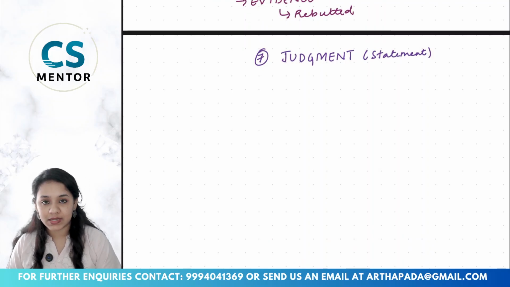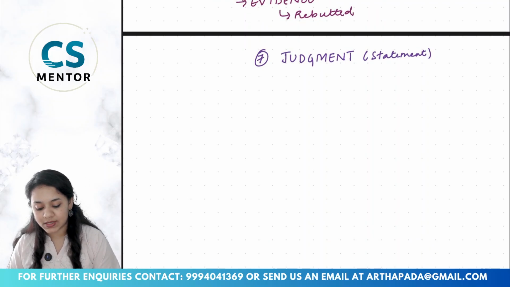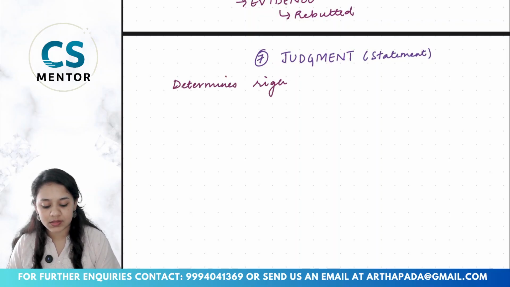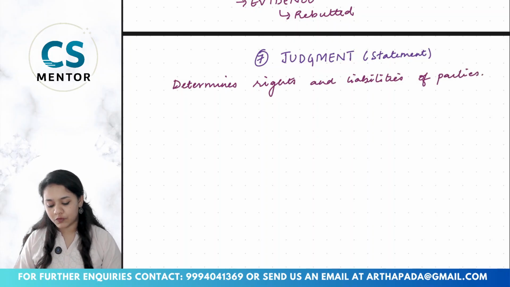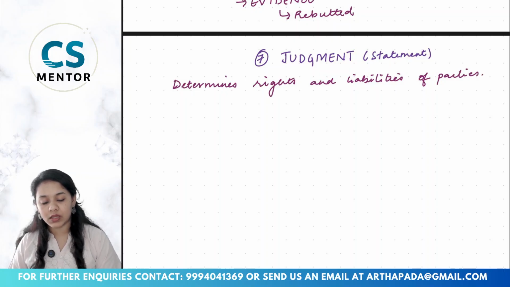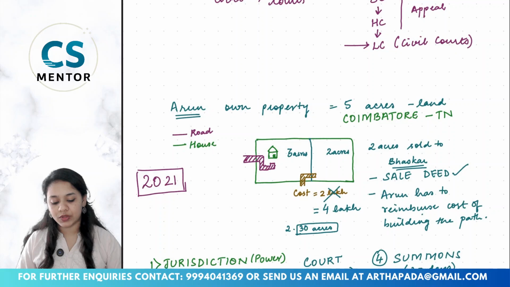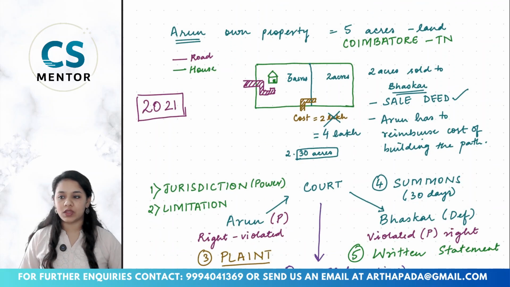And what does the statement do? This statement basically determines the rights and liabilities of the parties. What does this mean? For this, we'll go back to our own example. Over here, in our example, what can we understand? That there is an Arun and then there's a Bhaskar.